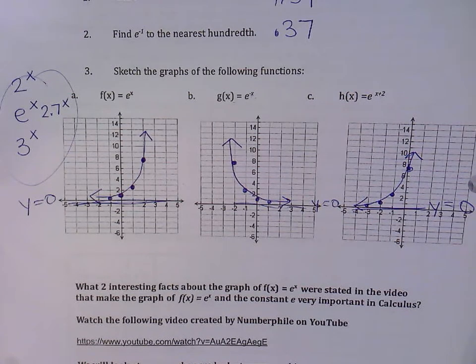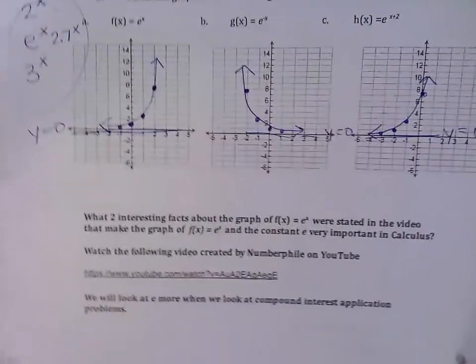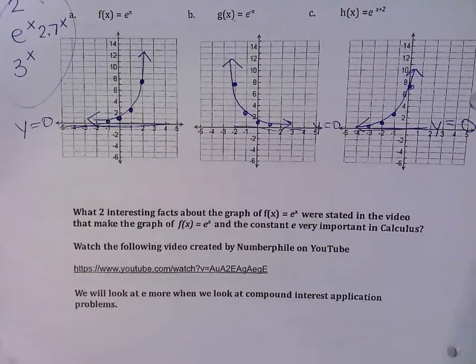And then at the bottom there it just says, what 2 interesting facts about the graph of e to the x were stated in the video that make the graph and the constant e very important in calculus? Why is e to the x important in calculus? Can anyone tell me what they heard? Area under the curve.